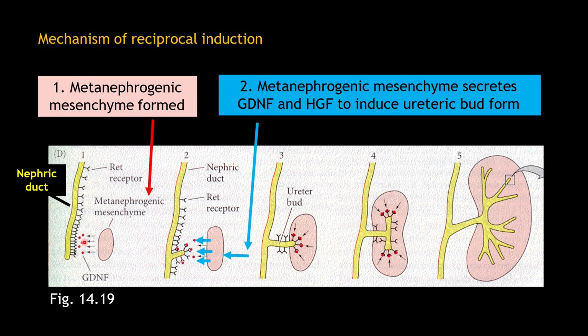As I said to you before, you have the nephric duct here in yellow, and here there is the formation of the metanephrogenic mesenchyme. What this is going to do is secrete a molecule called GDNF that is going to attach to these red receptors. And this is going to produce an induction of the ureteric bud. So here the nephric duct is going to form this, where the red receptors are going to attach.